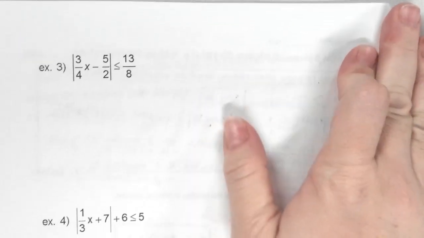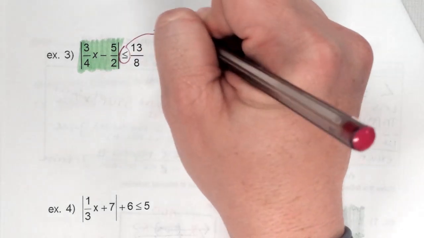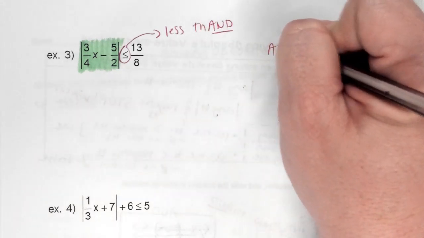Okay, so look at number 3. Is my absolute value all alone? Yeah, so it's ready to separate. Before I separate it, I'm going to pay attention. What kind of symbol is that? Less than, so it's going to be an and graph.